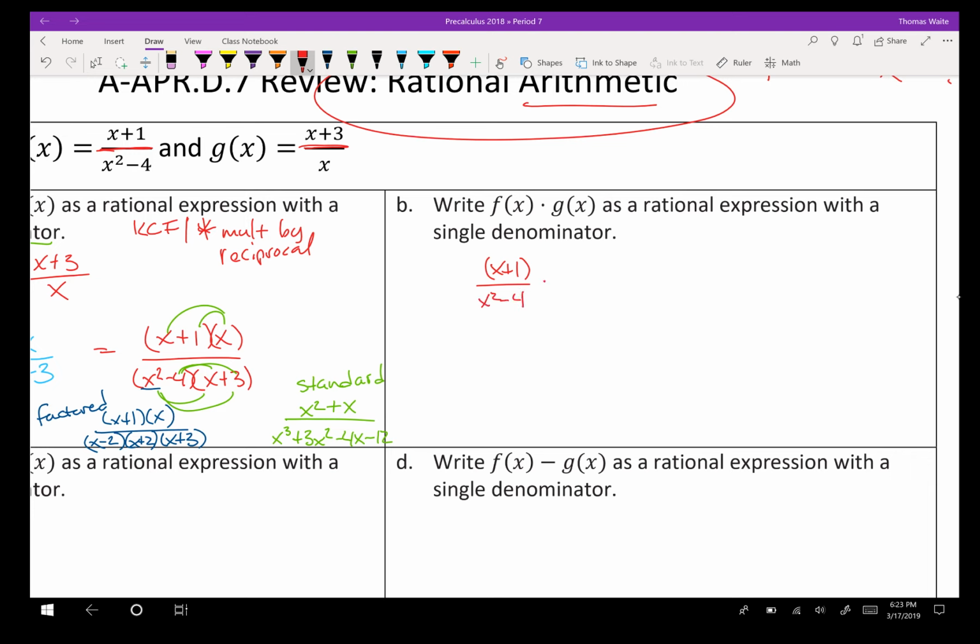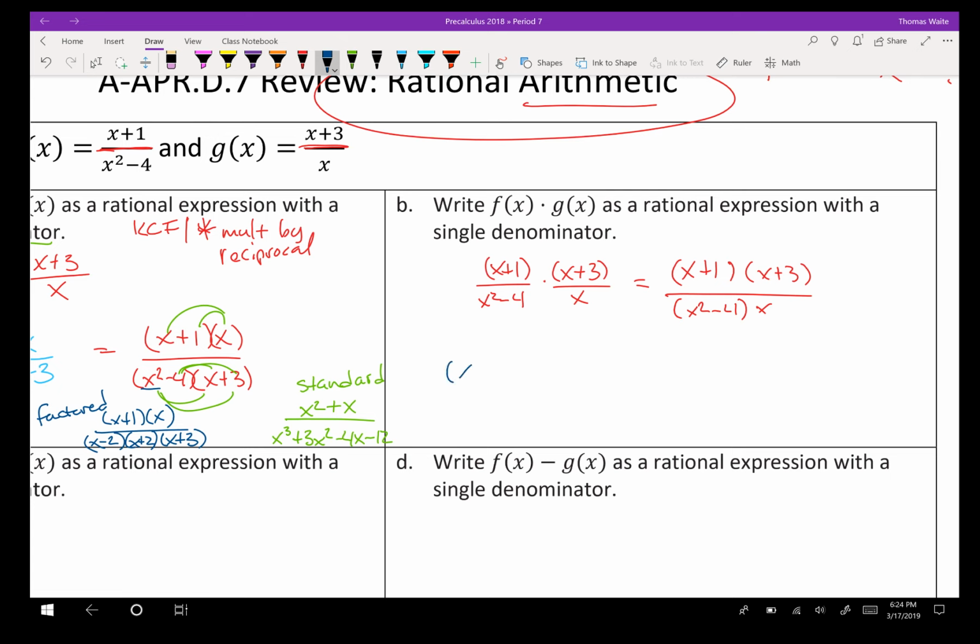I added parentheses there because I know I'm going to need them later. And then this g of x is (x + 3)/x. Great. Like we just did before, to multiply, I slide them together straight across. So it would be (x + 1) times (x + 3) all over x squared minus 4 times x. So very similar to division, except we don't have to take a reciprocal, we just multiply straight across.